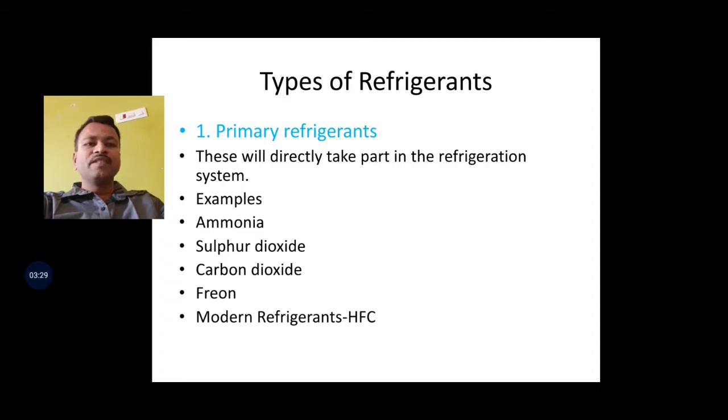Next, types of refrigerants. So there are 2 types. One is primary refrigerant, second secondary refrigerant. What are primary refrigerants? Primary refrigerants are those refrigerants that directly take part in the refrigeration system. They are called primary refrigerants. Examples: ammonia, sulfur dioxide, carbon dioxide, freon, modern refrigerants like HFC, hydrofluorocarbon. So these all come under the category of primary refrigerants. They directly take part in the refrigeration system.